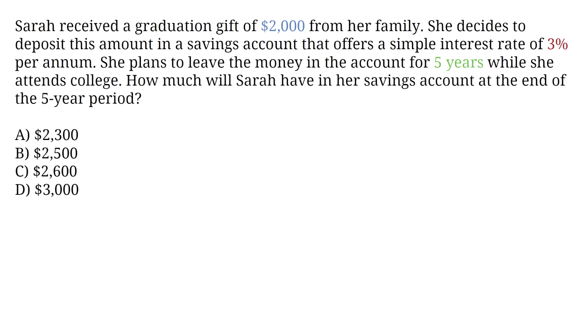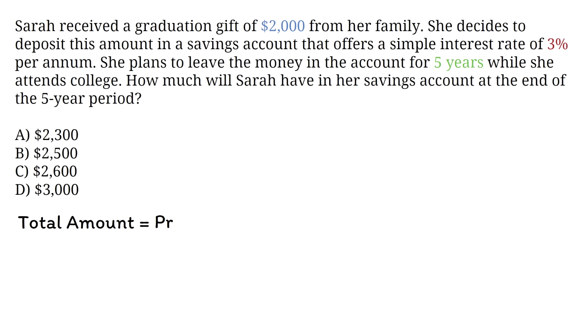Sarah received a graduation gift of $2,000 from her family. She decides to deposit this amount in a savings account that offers a simple interest rate of 3% per annum. She plans to leave the money in the account for 5 years while she attends college. How much will Sarah have in her savings account at the end of the 5-year period? A. $2,300. B. $2,500. C. $2,600. D. $3,000.